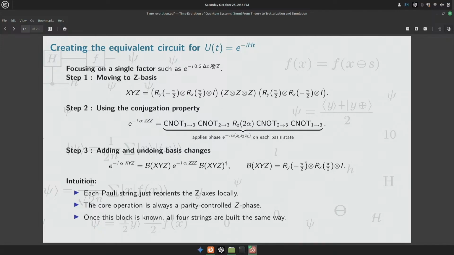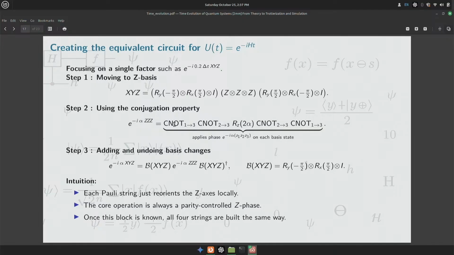So we can write this XYZ. I have taken only a single term, and XYZ can be written as Ry minus pi by 2 tensor product Rx pi by 2 and tensor product iota. This way, one by one, you will end up having this. Now, once I have this form, I think all of you have heard about some kind of CNOT gates. So CNOT gates, if I can write this as a combination of these CNOT gates, right?